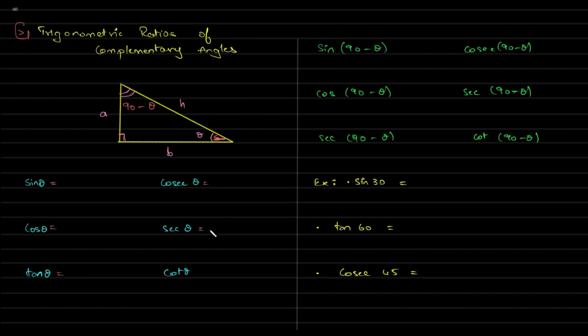Right, there are 6 over here and 6 over here. So write them down: a by h, b by h, h by a, so on and so forth. So write the trigonometric ratios.